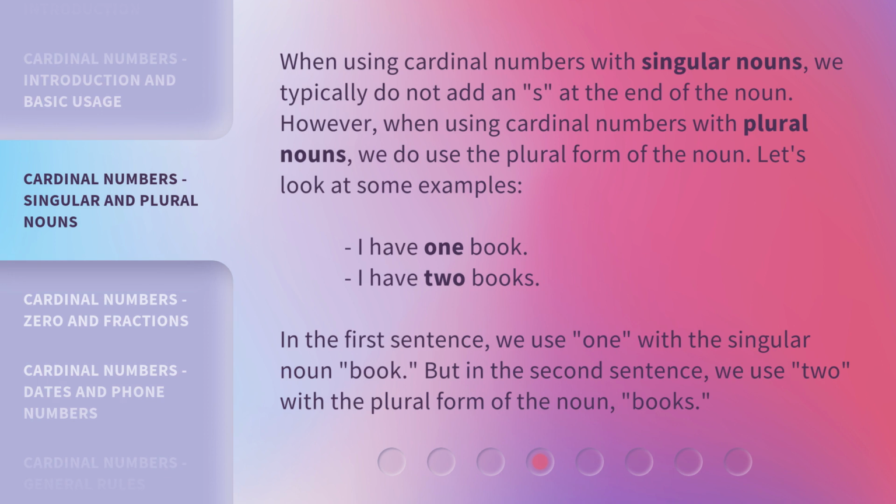When using cardinal numbers with singular nouns, we typically do not add an s at the end of the noun. However, when using cardinal numbers with plural nouns, we do use the plural form of the noun. Let's look at some examples. I have 1 book. I have 2 books. In the first sentence, we use 1 with the singular noun, book. But in the second sentence, we use 2 with the plural form of the noun, books.